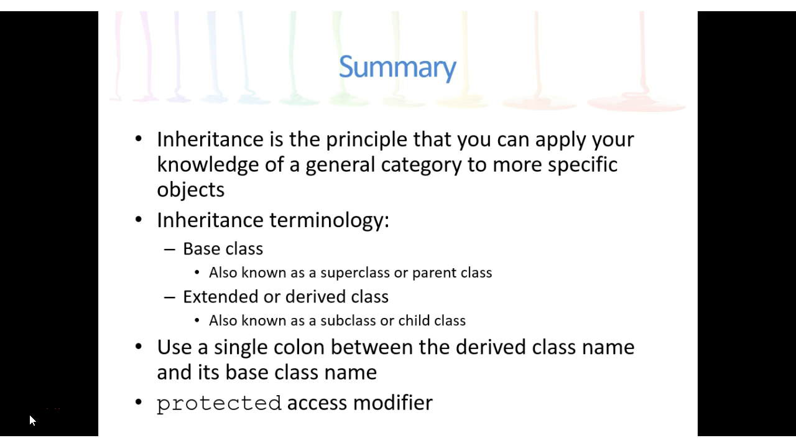In this lesson, you learned that inheritance is the principle that allows you to take information from a general category, such as automobile, and apply it to more specific objects, things like our truck or our car. You learned about the base class, which is also known as either the superclass or the parent class, and then the derived class, which is also called a subclass or a child class. To declare a child class, we're going to put a colon between the name of the derived class and the base class. If we want to be able to reference attributes that exist in the base class, we need to use the protected access modifier.